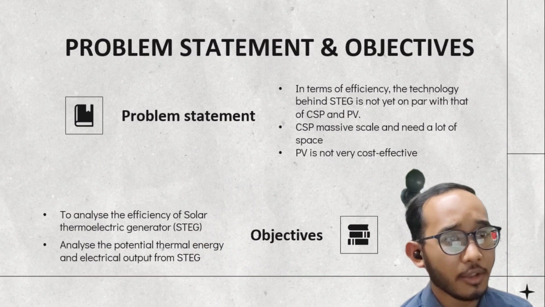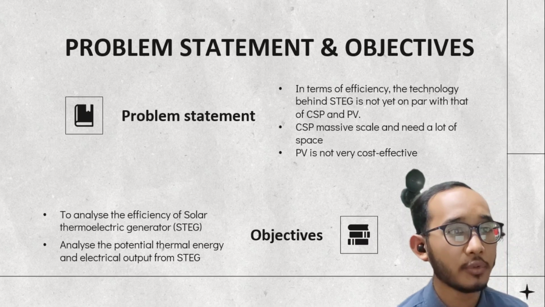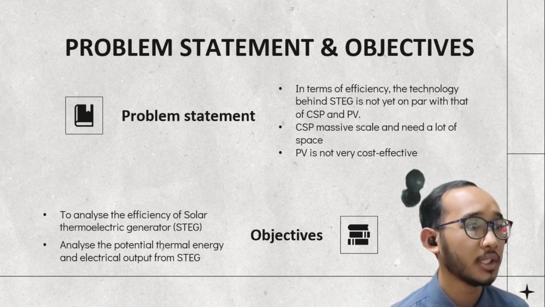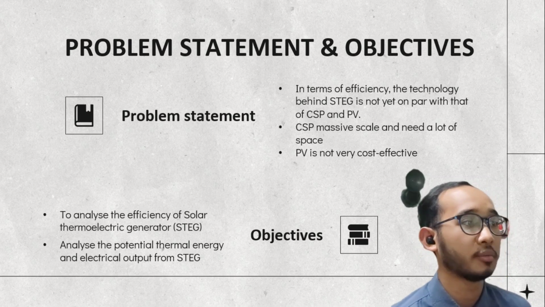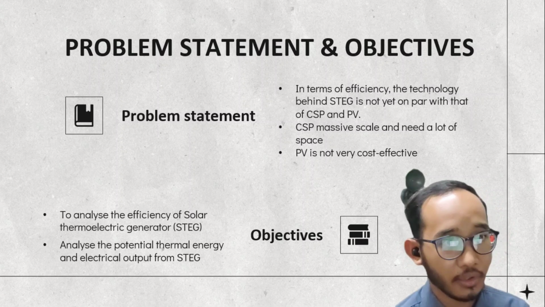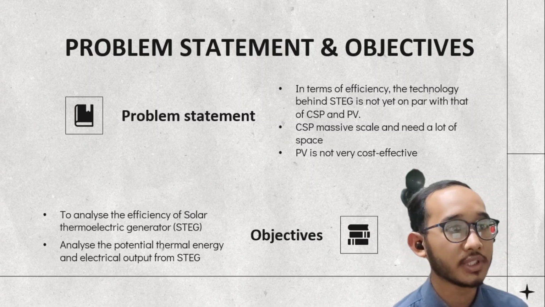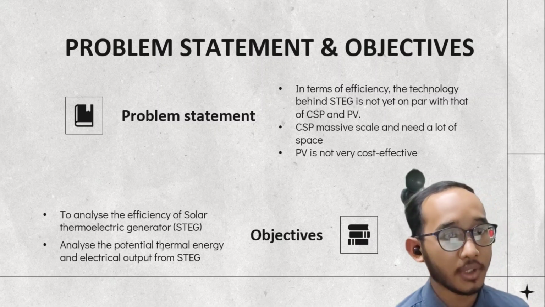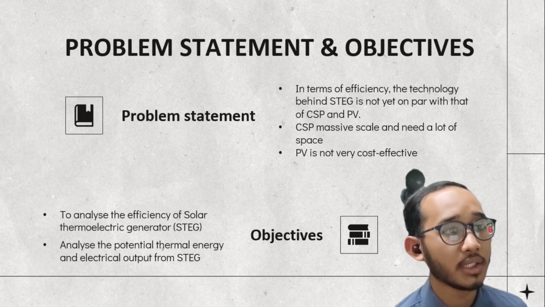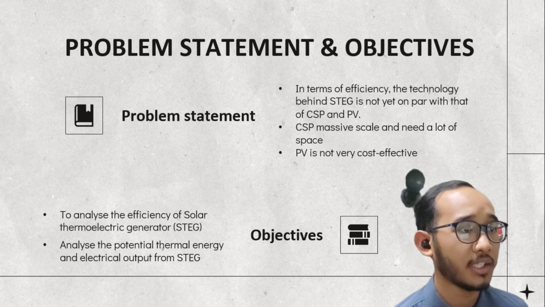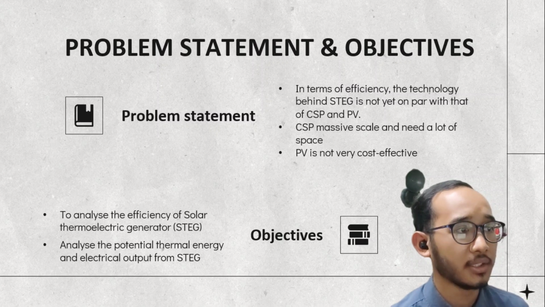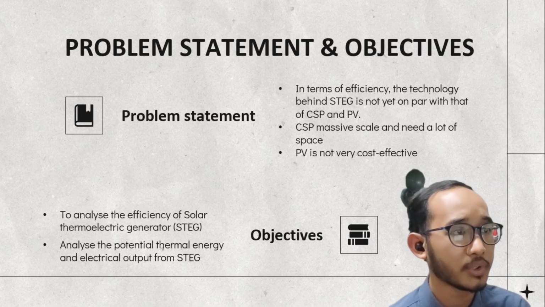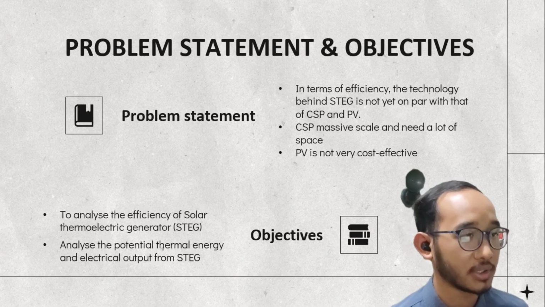Next, problem statement and objective. STEG has been gradually improved in order to better compete with competing technologies. In terms of efficiency, the technology behind STEG is not yet on par with CSP and PV. On the other hand, a substantial amount of research has been carried out in an effort to improve the effectiveness of the system. The problem with concentrated solar power is that it is implemented on a massive scale and necessitates a great deal of space. Photovoltaics, on the other hand, are not very cost effective because the construction process demands a tremendous amount of resources.